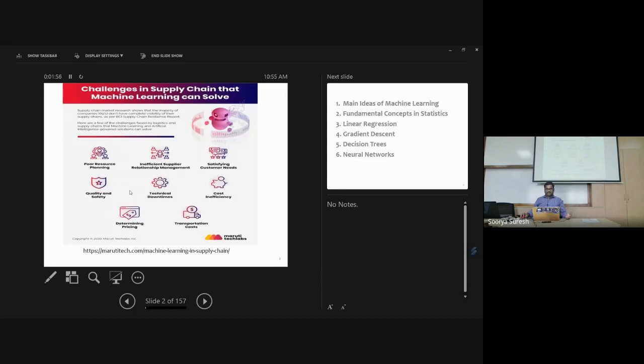Specifically in supply chain, or not specific to supply chain, in any area, we can use it for resource planning, how I can optimally use my resources, planning, predicting. All these unseen cases, we can use machine learning techniques.